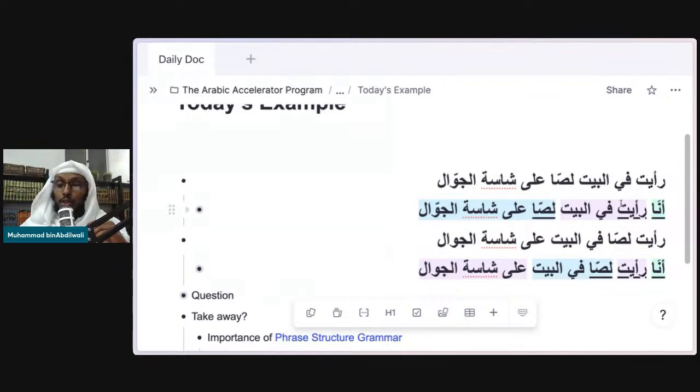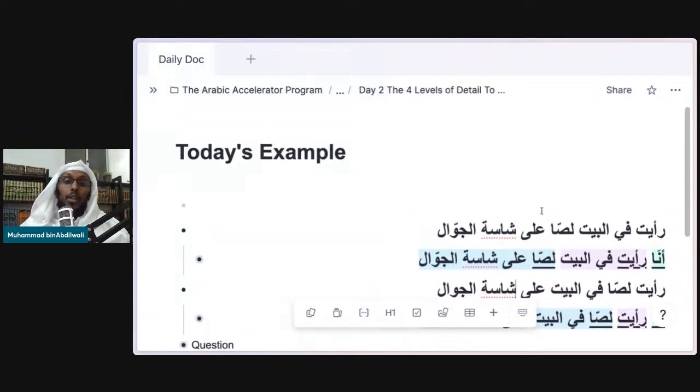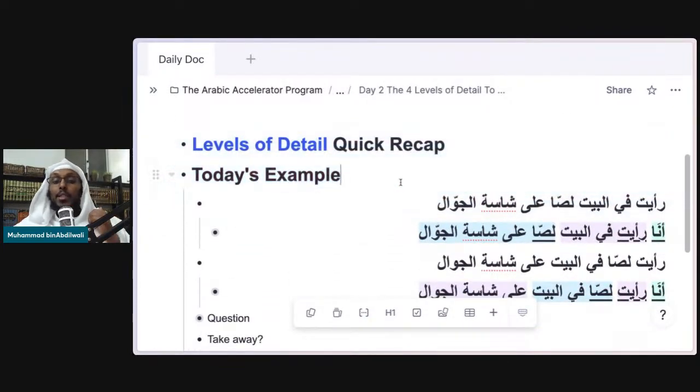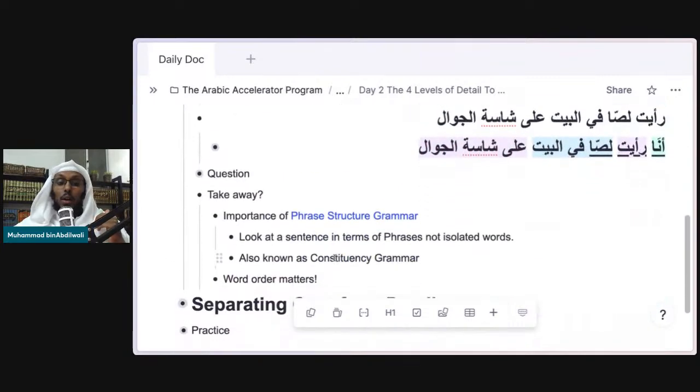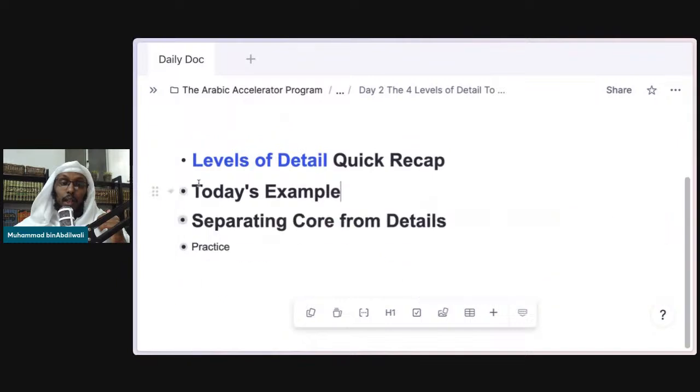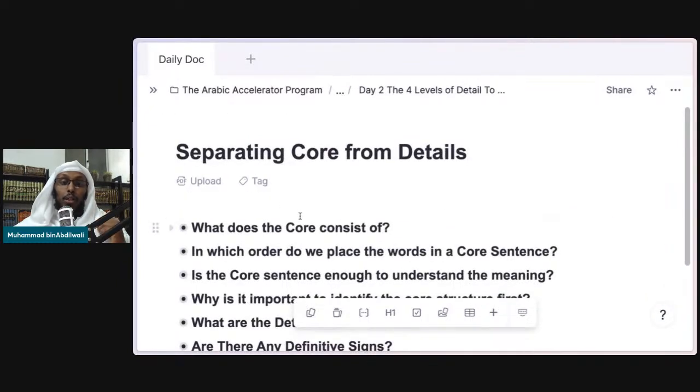Okay, so this رأيت في البيت, it's all about the verb, the event. Listen, على شاشة الجوال is all about the object. Okay, who that verb happened to. That will make more sense, inshallah ta'ala, as we do more examples. But this is basically the biggest takeaway, which is what we call phrase structure grammar. Okay, and that's what we're going to practice. And that's the topic of today's session, separating the core from the details.